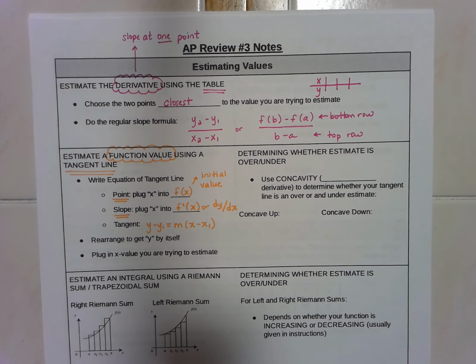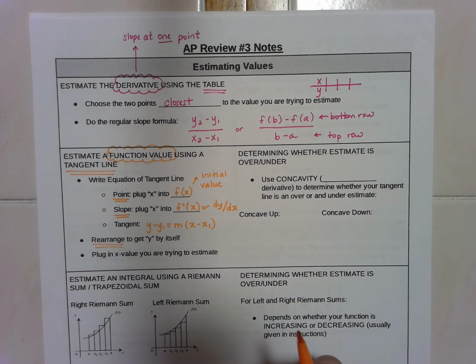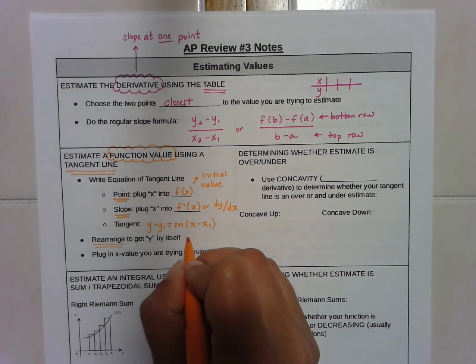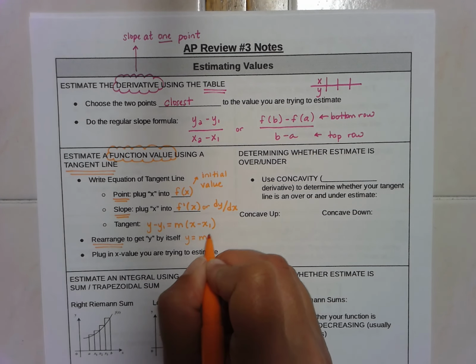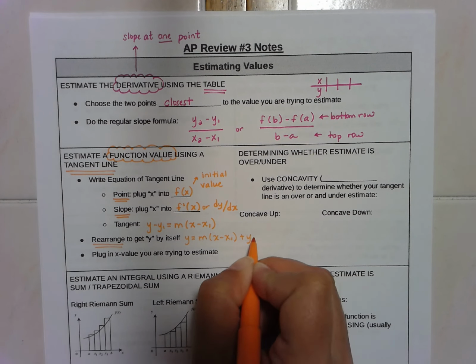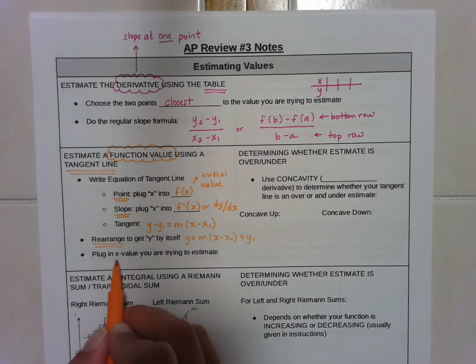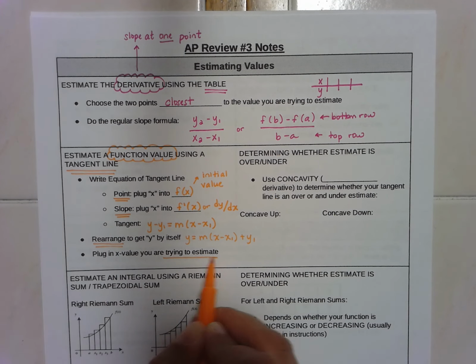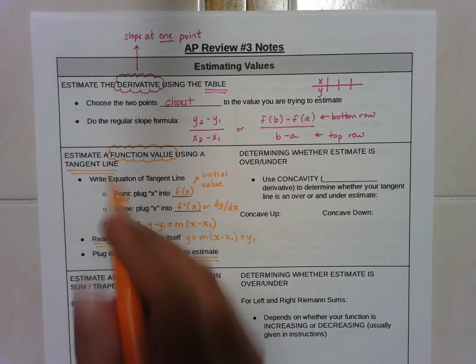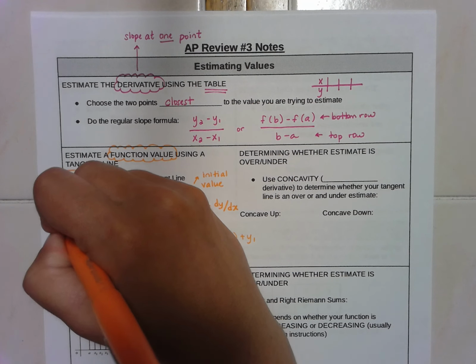Now, after you have your tangent line, the next step is going to be to rearrange that equation to get y by itself, which means your new equation is going to look something like this: m parentheses x minus x1, and then since you're rearranging, you would add the y1 to the other side. And finally, you're going to plug in the x value that you're trying to estimate. So this x value and this x value are not the same x values.